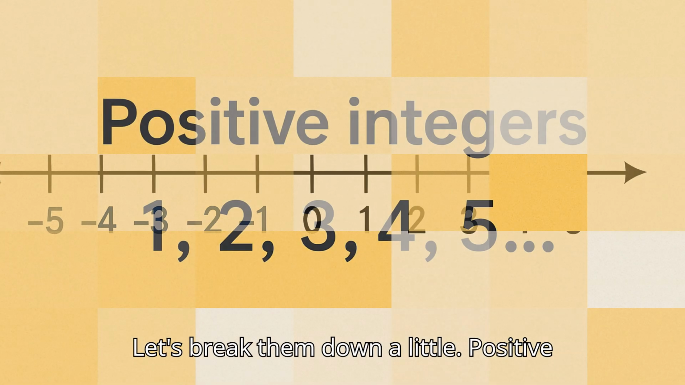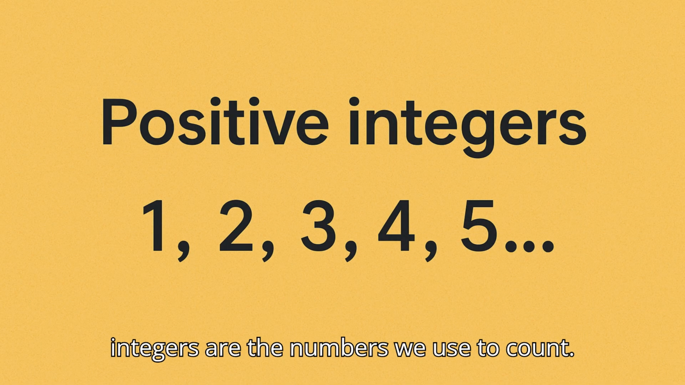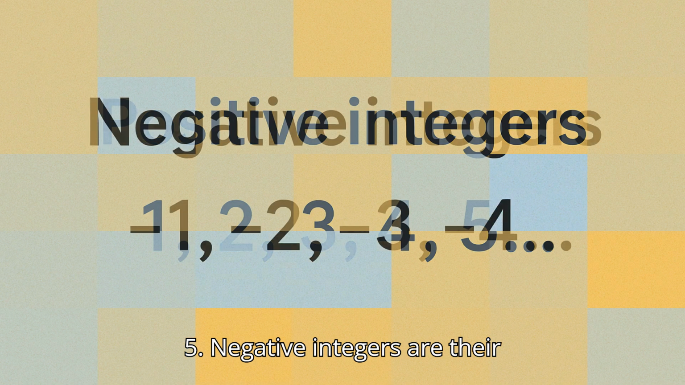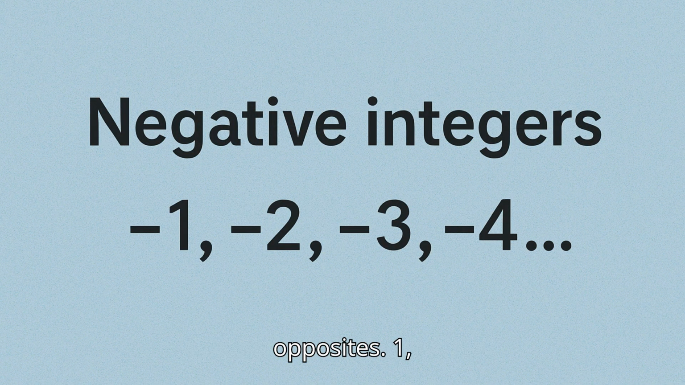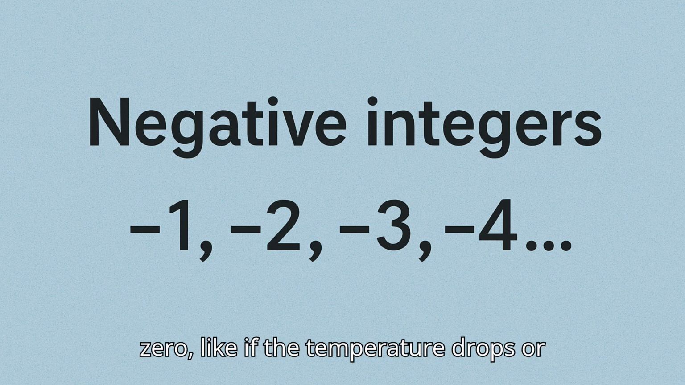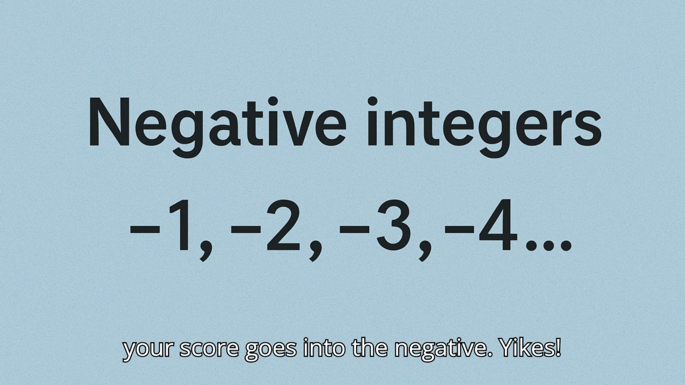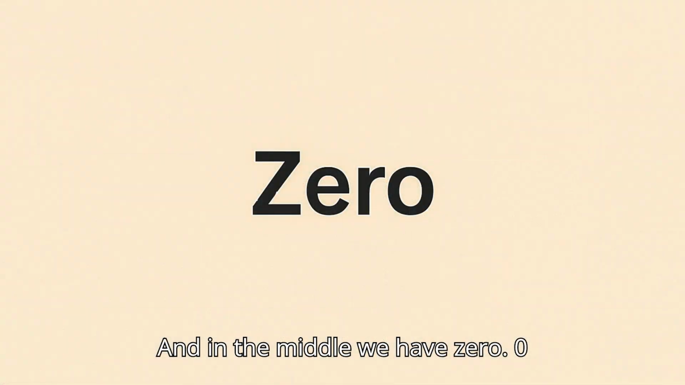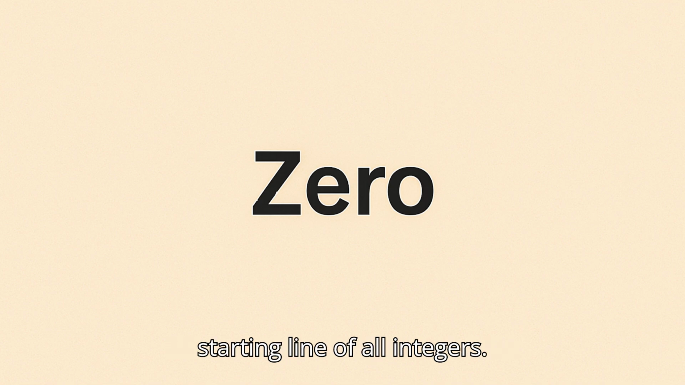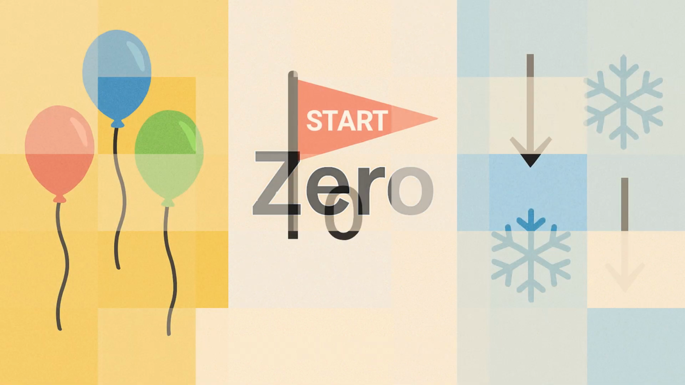Let's break them down a little. Positive integers are the numbers we use to count: 1, 2, 3, 4, 5. Negative integers are their opposites: -1, -2, -3, -4. They tell us when we go below zero, like if the temperature drops or your score goes into the negative. Yikes! And in the middle we have 0. 0 isn't positive or negative. It's the starting line of all integers.